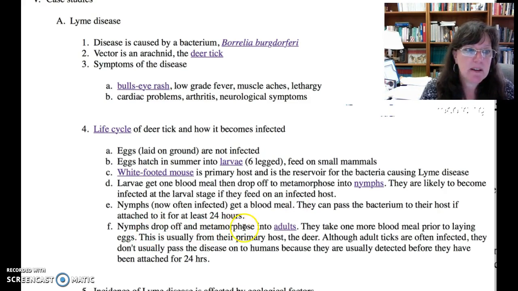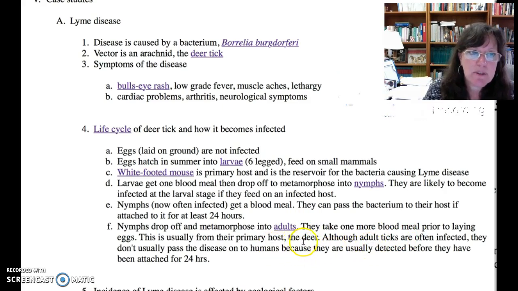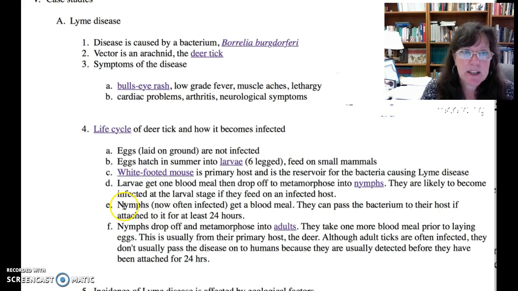After that blood meal, the nymphs drop off again onto the ground and they metamorphose into the adult stage. They're going to take one more blood meal before laying eggs. And at this point, they're usually feeding off of a deer and not a human. So the most common time for humans to get infected is in this nymph blood feeding stage.